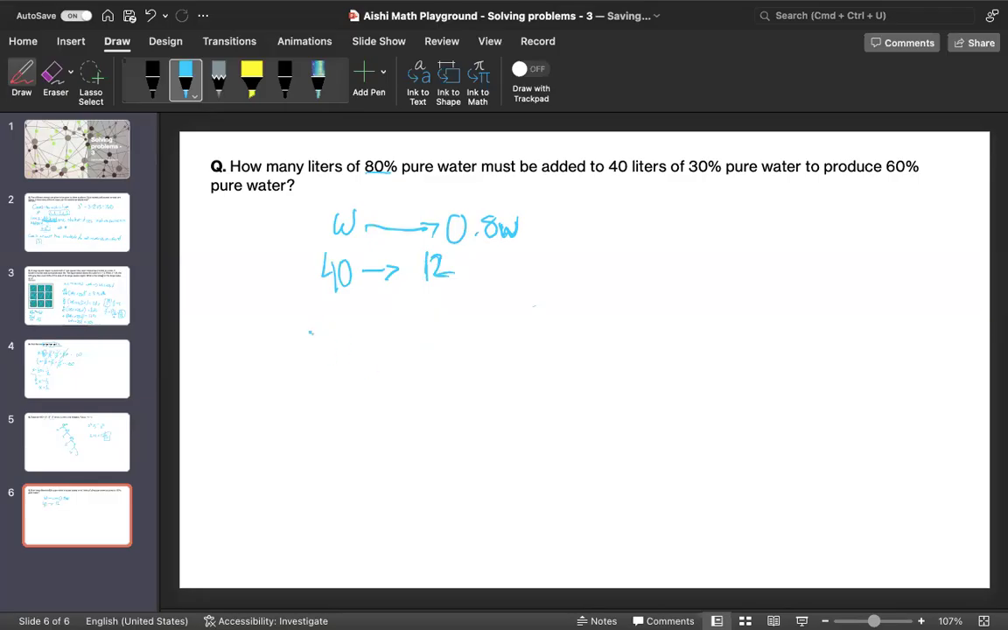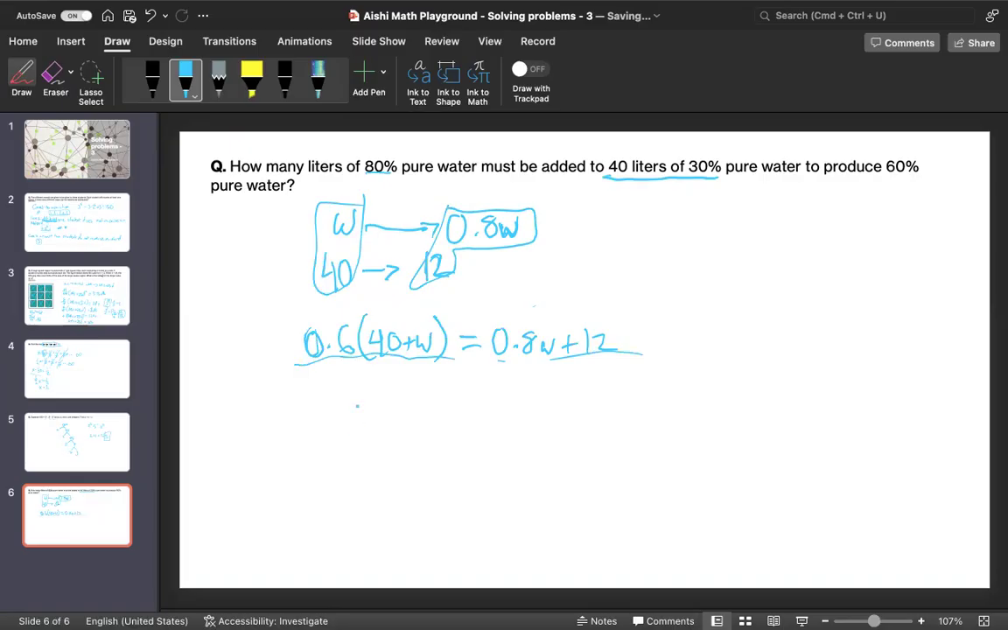So let's make an equation. Suppose we add W liters of water to this. So 0.6 times (40 plus W), which is the amount of pure water we get, is equal to 0.8 W plus 12, because since we're adding these two, because this is the amount of pure water, and so is this.